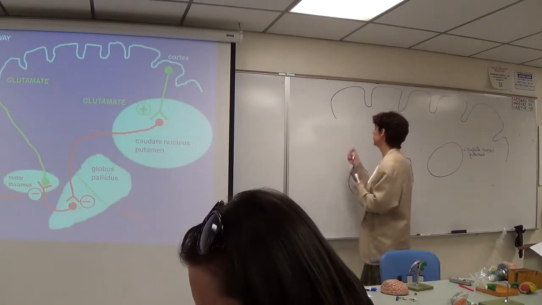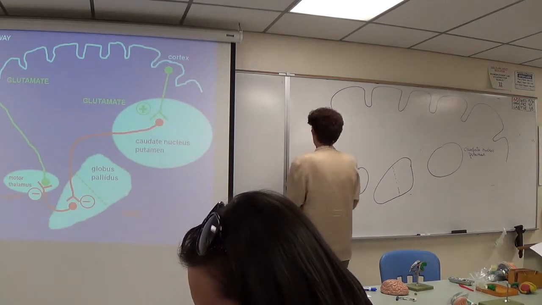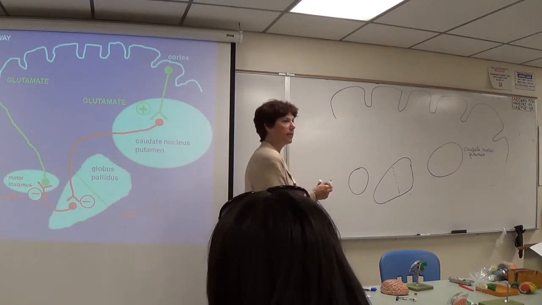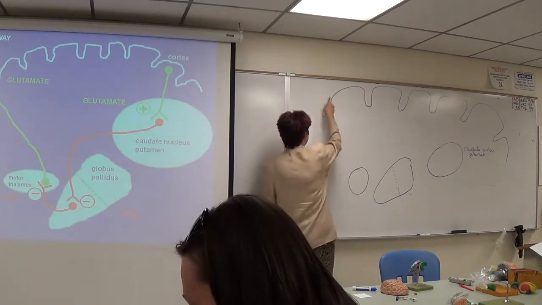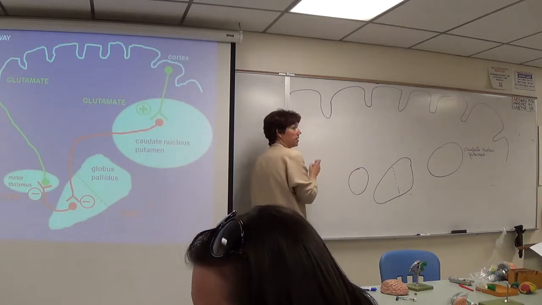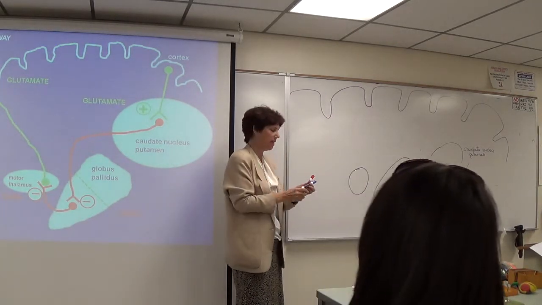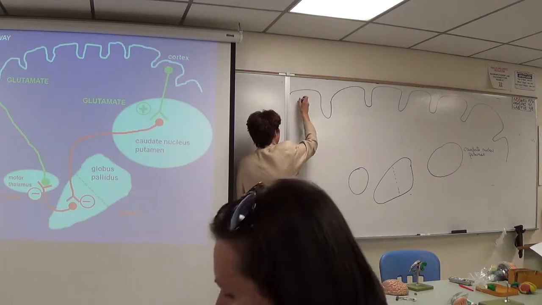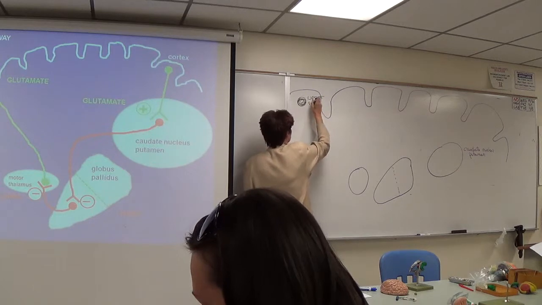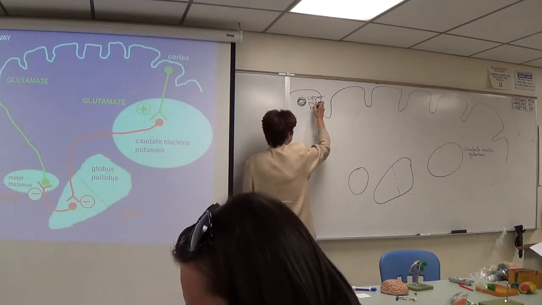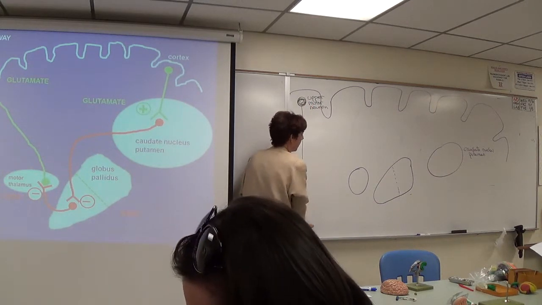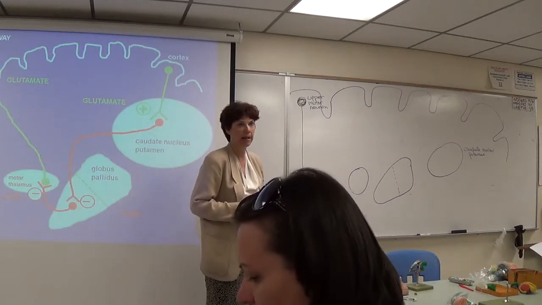So over here, I want to use a different color. Over here is represented the precentral gyrus. All right. So this is going to be the precentral gyrus, which remember is the upper motor neuron that we talked about yesterday. That's the descending motor pathway. So this is going to be upper motor neuron. And this is going to go down through the brain stem and cross over to the other side of the spinal cord.